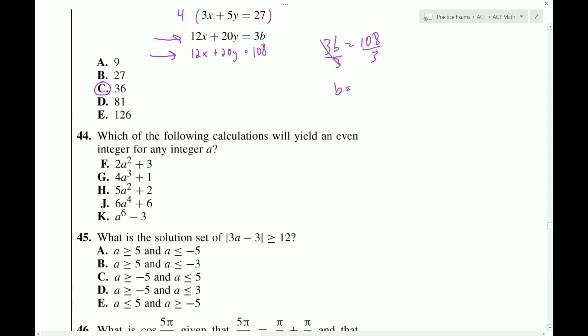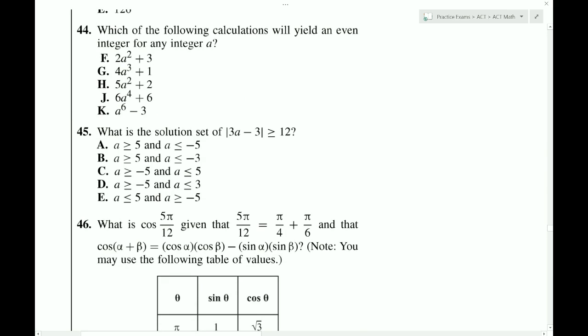Right. Which of the following calculations will yield an even integer for any integer a? So these even and odd problems are fun because all you have to do is choose one odd number and one even number, okay? And then sort of one of them is going to pass both tests. The rest of them are going to fail one or the other or both. So anyway, I like to start with 0 because that's a nice easy number to plug in. So we're looking for the output to be even. So when I plug in 0 here, this whole part disappears, right? I just get 3, which is odd. And I want even, so that's out.